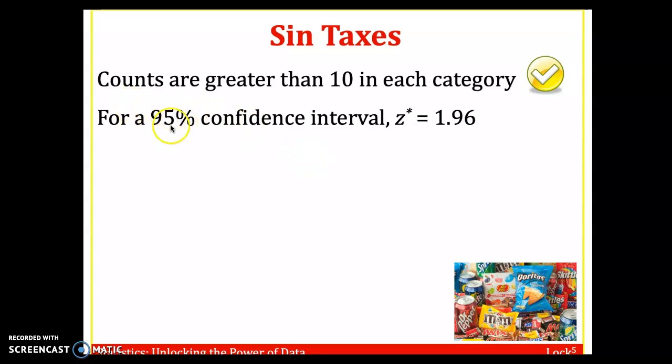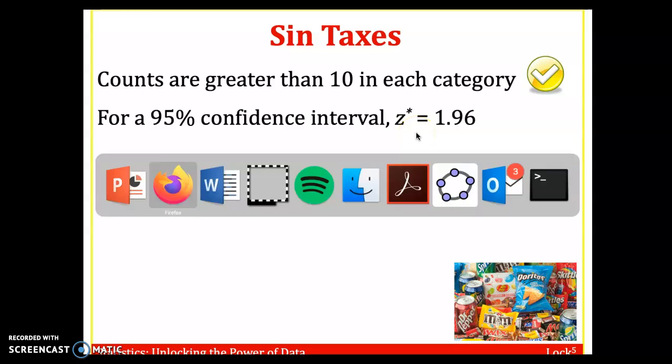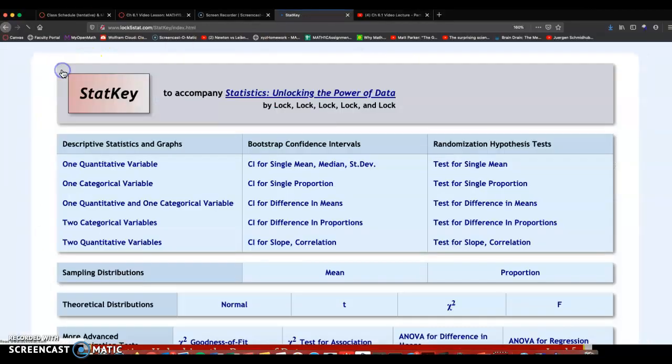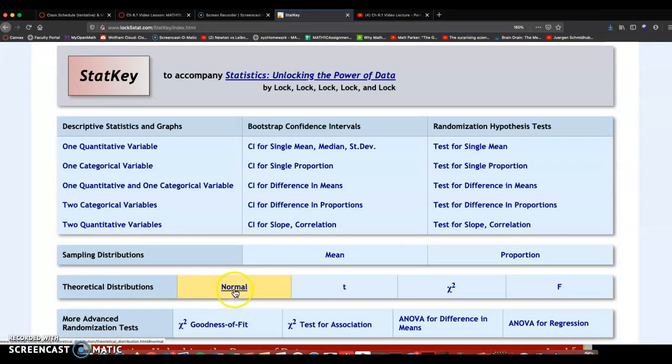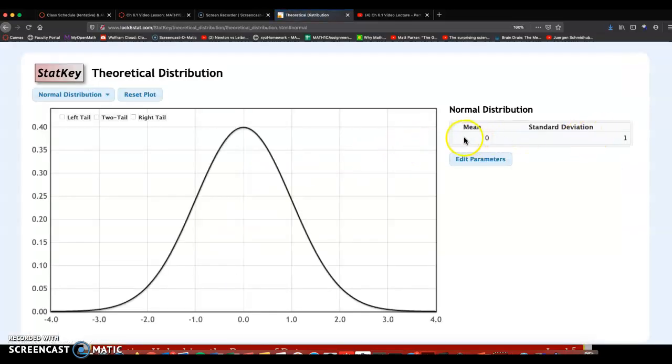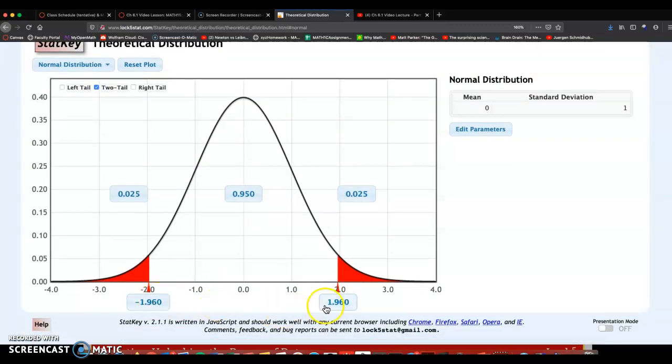So that means when we construct a confidence interval, we can use the normal curve for z star. Don't forget that z star for 95% is 1.96. You could write that down, or you always have access to StatKey. Click on the normal curve, make sure the mean is 0 and the standard deviation says 1. Click on two-tail so that the middle says 95%. And right here, you get your z star, 1.96.